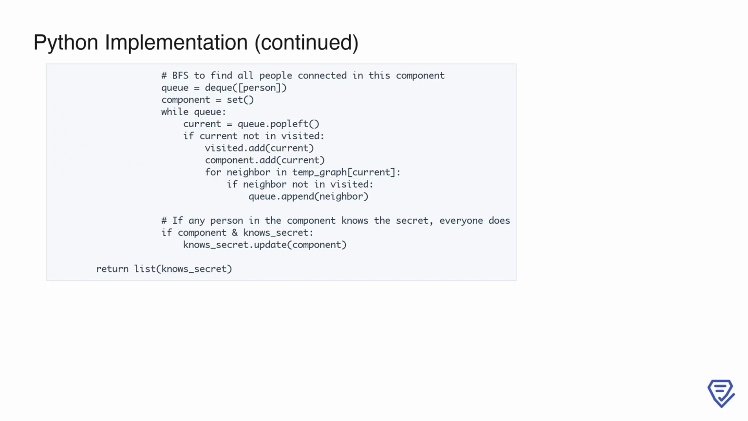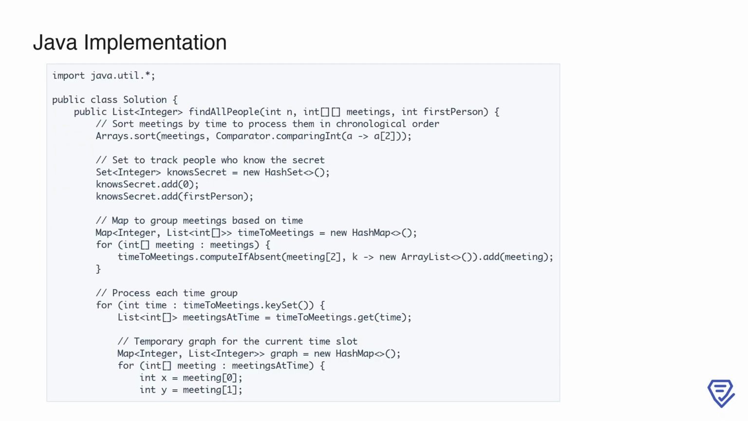Here, we begin by importing the necessary packages and defining our Solution class with the method findAllPeople. The method takes 3 parameters: the total number of people, a 2D array of meeting details, and the first person who learns the secret. To ensure we process the meetings in chronological order, we sort the meetings array based on the time value, which is the third element in each subarray.